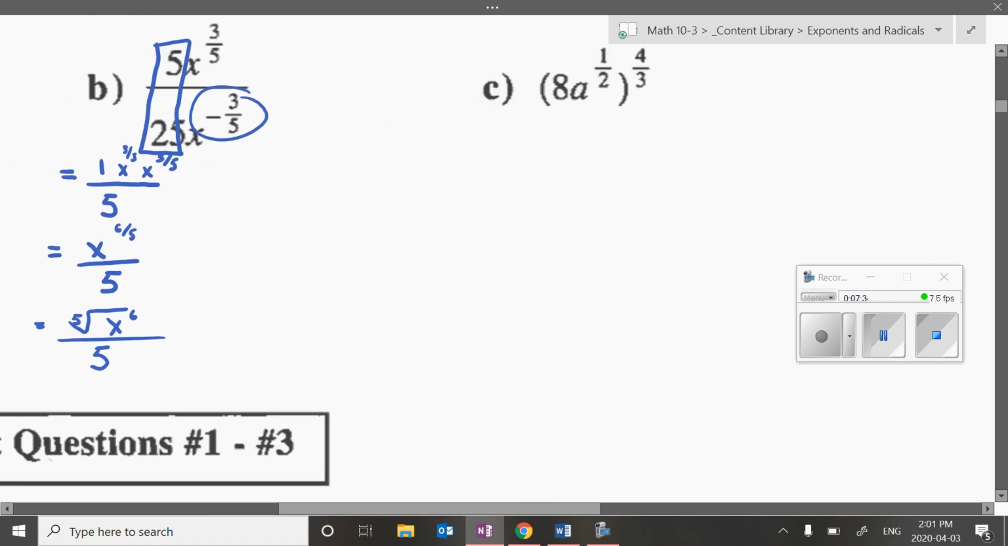C. What's tricky about C is you have to remember this 4/3 applies to the 8. So this is going to become 8 to the power of 4 over 3 times a to the power of half times 4 over 3.